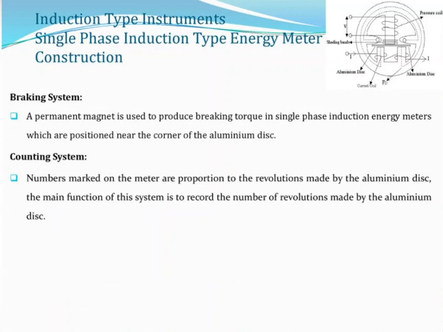Next we will see the braking system and counting system. In the braking system, a permanent magnet is used to produce braking torque in single phase induction energy meters, and it is positioned near the edge of the aluminum disc. Next, the counting system. Numbers marked on the meter are proportional to the revolutions made by the aluminum disc. The main function of this system is to record the number of revolutions made by the aluminum disc.